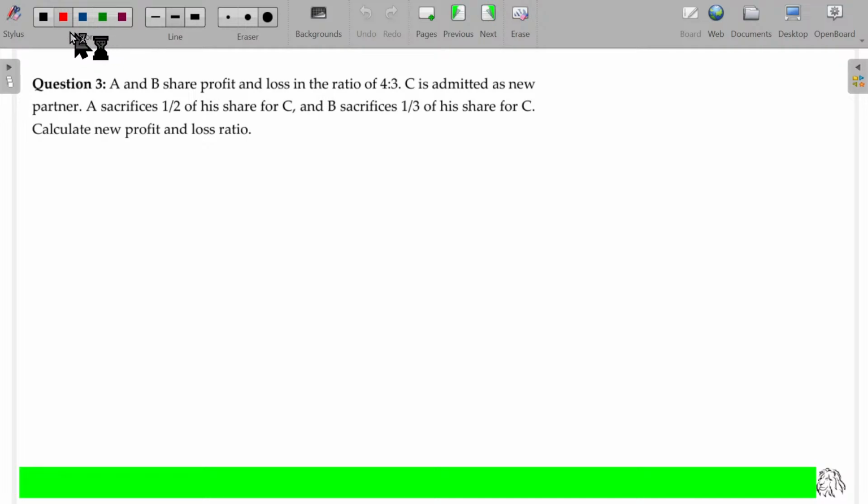Now, A and B share profits and losses in the ratio of 4:3. C is admitted as a new partner. A sacrifices 1/2 of his share to C. B sacrifices 1/3 of his share to C. Very interesting, right? 4:3 for A and B, otherwise 4/7 for A and 3/7 for B. The new partner C is admitted. What does C get?